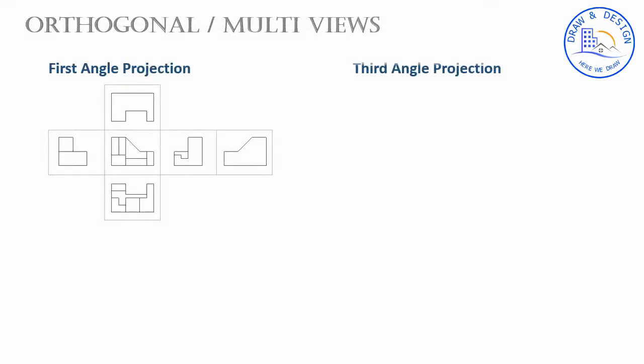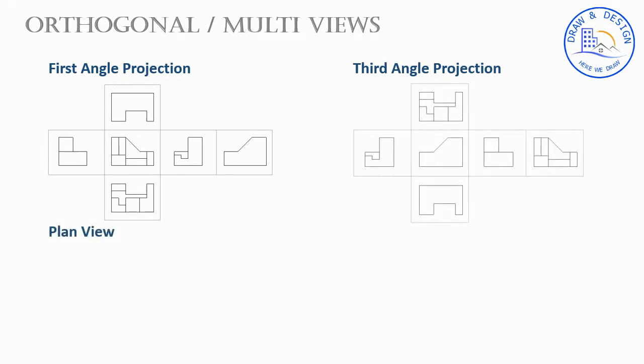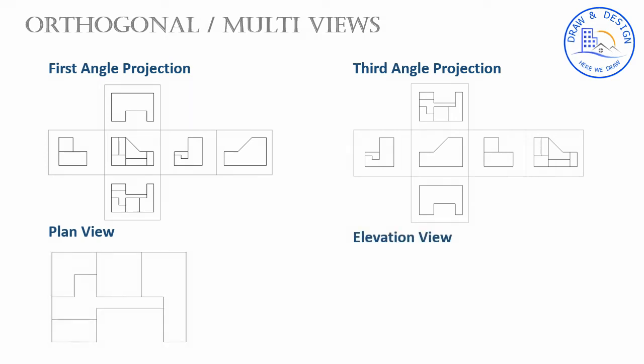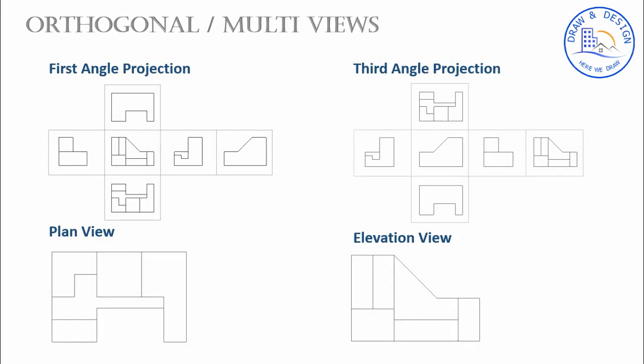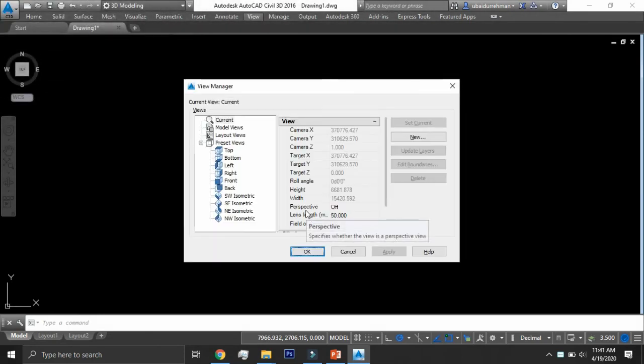Orthogonal or multi-views are of four main types. Revealing all parallel view from first side is first angle view. Revealing of all parallel view from third side is third angle view. To show only one face of an object from top is a plan view, and showing only front side is elevation view. Inside AutoCAD we can see and apply these orthogonal views and isometric views from the View dialog box.